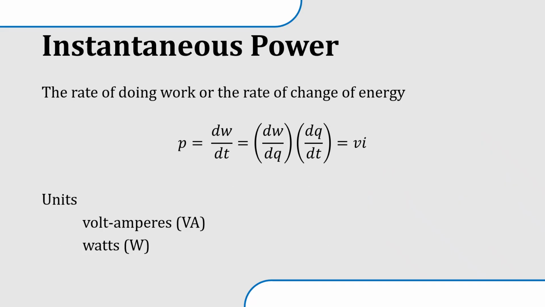The instantaneous power is defined as the rate of doing work or the rate of change of energy. The electric power consumed or produced by a circuit element is given by its voltage times current product, which is expressed in volt-amps or watts.